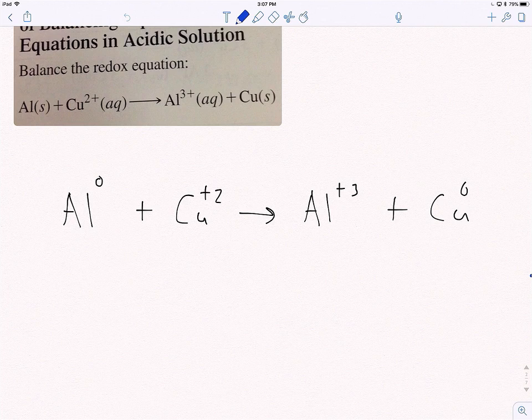So our half reaction here is to say where the electrons are going. Aluminum is going to aluminum plus 3, and this reaction generates 3 electrons.